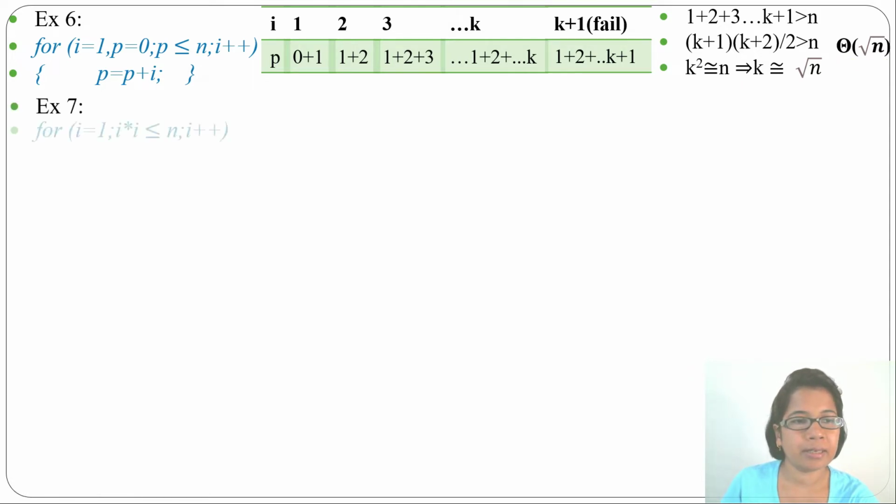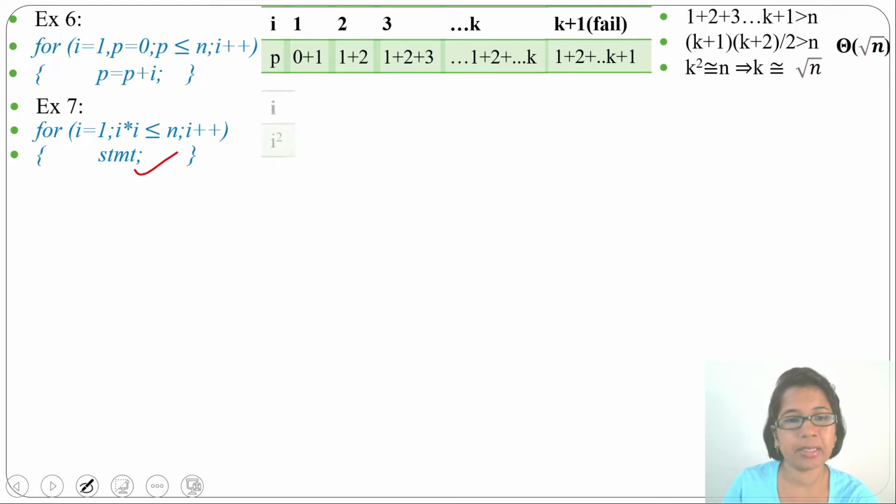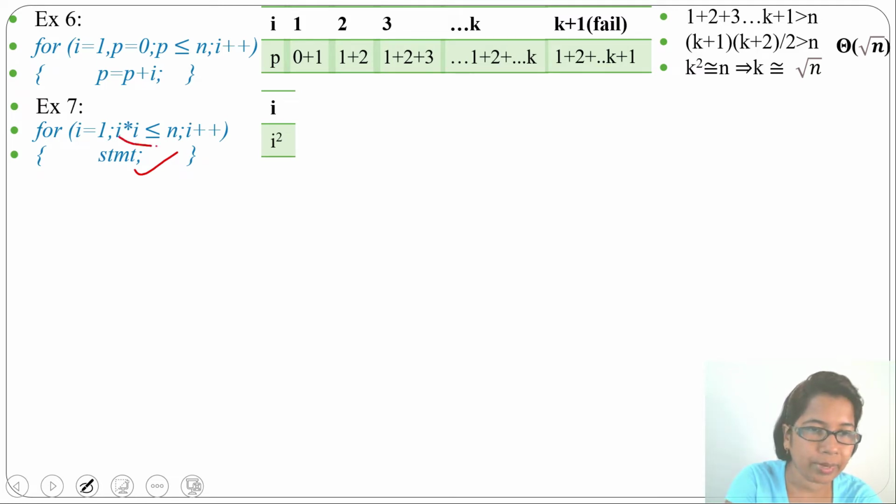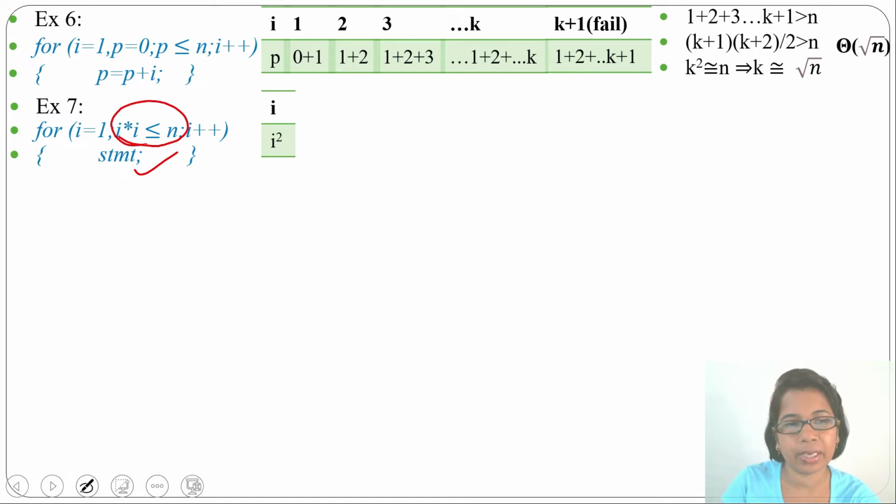Let's take another example, example 7. For i equals 1, i multiplied by i less than or equal to n, i plus plus, and some statement is given here. The basic operation is this statement. We need to check how many times this statement is running. So we'll take two values, one is i, another is i square. When the i square value is greater than n, it will stop. Till i square is less than or equal to n, it will work.